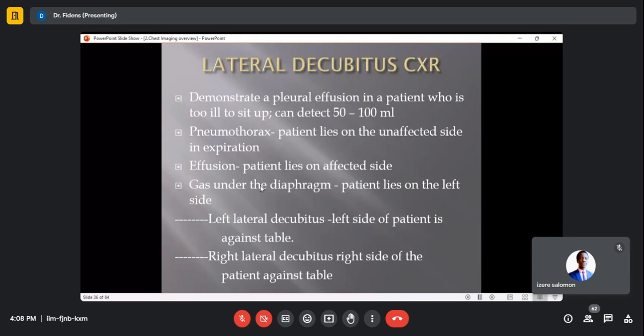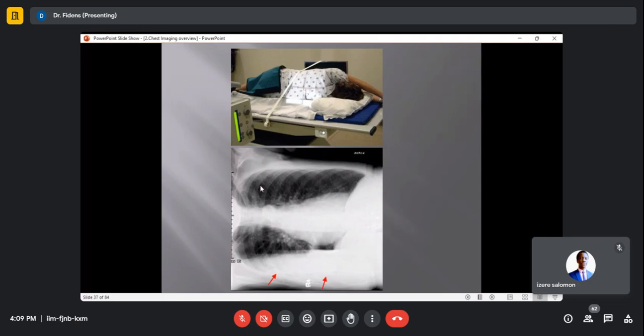Niyo mpamvu nigeze kubabwira ko for any radiological examination, there are 3 people who are involved: the clinician, the technician, and the radiologist. Okay. Yes, sir. Okay, so this is now how the position.